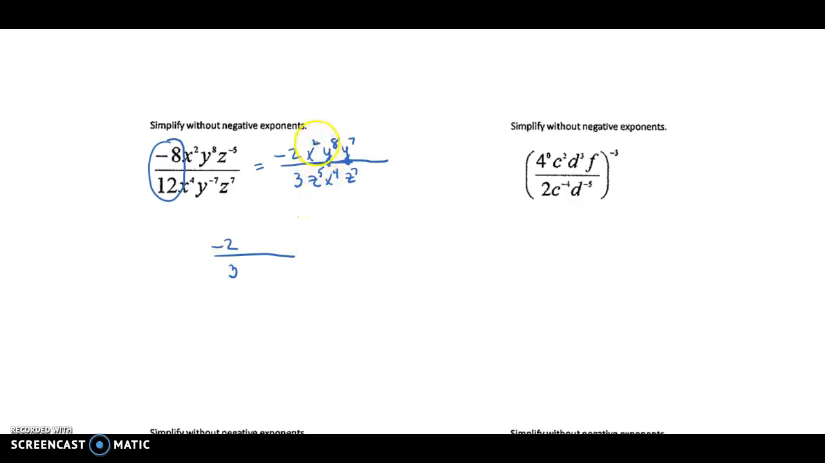So now I get negative 2 over 3. Now I have x to the second on top, x to the fourth on bottom. I'm going to cancel 2 out. And how many do I have left? 2 on bottom. I have y to the 8th, y to the 7th. I'm going to add those exponents to get y to the 15th. Then z to the 5th times z to the 7th on bottom is z to the 5th. And I am done.